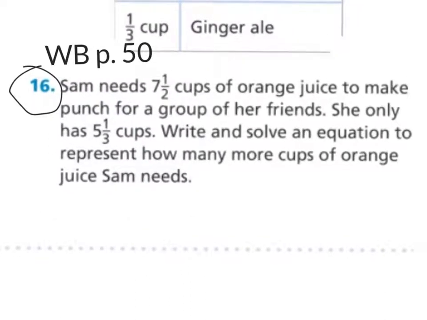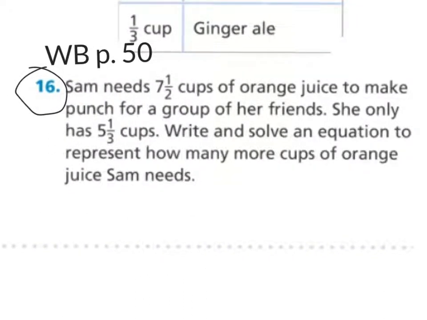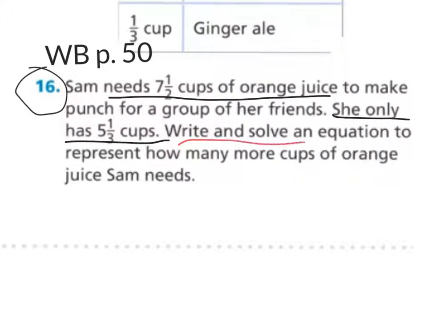Workbook page 50, number 16. Sam needs 7.5 cups of orange juice to make punch for a group of friends. And she only has 5 1/3 cups. Write and solve an equation to represent how many more cups of orange juice Sam needs.